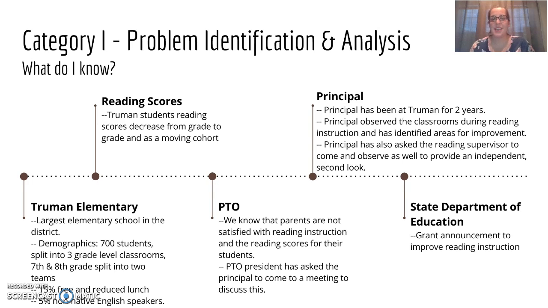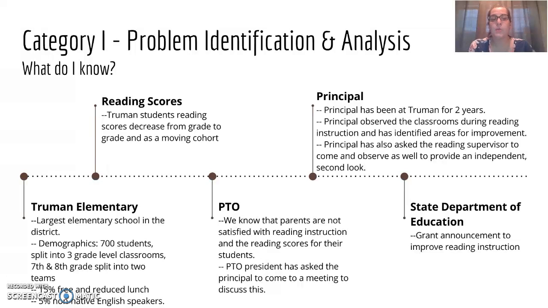So the first part of this is the problem identification and analysis, and to identify the things that we know. The first thing we know is that Truman Elementary is the largest elementary school within the district. There are 700 students that attend Truman Elementary, and they're split into 3 grade level classrooms, but 7th and 8th graders split into 2 teams. 15% of the student population at Truman receive free and reduced lunch, and 5% are non-native English speakers. So we don't have high English language learners, we don't have a high-low socioeconomic status group within Truman Elementary.